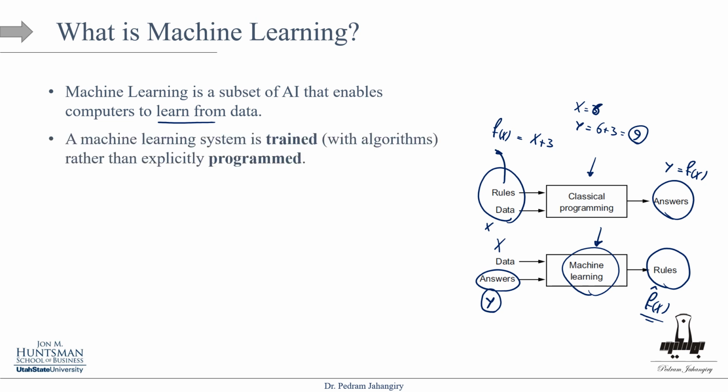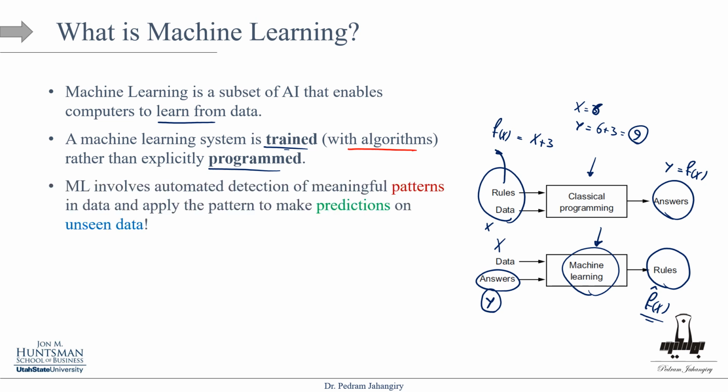Okay, so as we said, this means that the machine learning system is trained with a bunch of rules and algorithms. So it is trained rather than being explicitly programmed. Whenever we say that machine learning is a system that's not explicitly programmed by humans, this is what we mean. However, this does not mean that there is no human involved. We, the humans, are the ones who are going to set the scene, who are going to set the rules or algorithms. Okay. Now, we know that machine learning involves automated detection of these patterns in the data and applying those patterns to make predictions, right, on the unseen data.